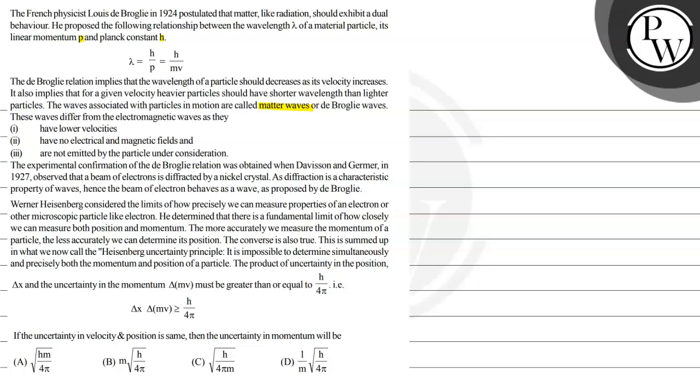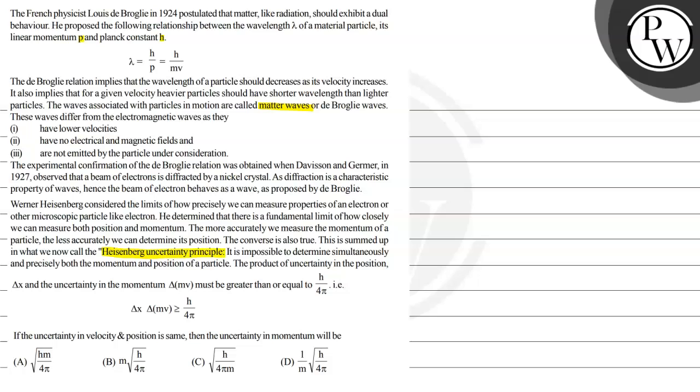Werner Heisenberg considered the limits of how precisely we can measure properties of an electron or other microscopic particle. He determined that there is a fundamental limit of how closely we can measure both position and momentum. So, the more accurately we measure the momentum of a particle, the less accurately we can determine its position. The converse is also true. This is summed up in what we now call the Heisenberg uncertainty principle.